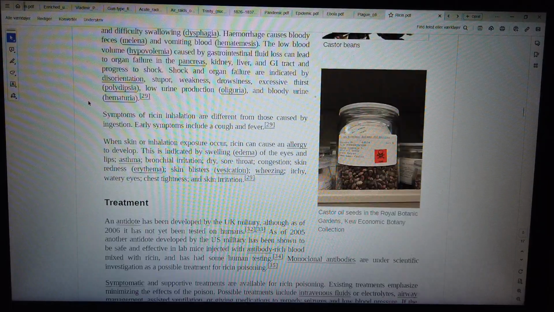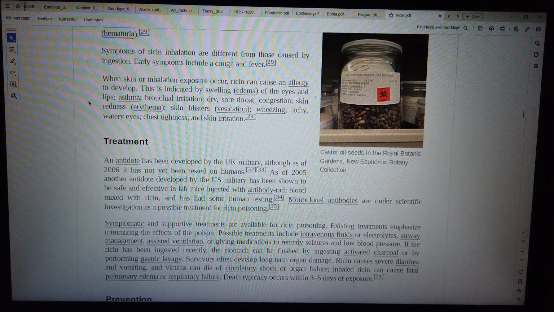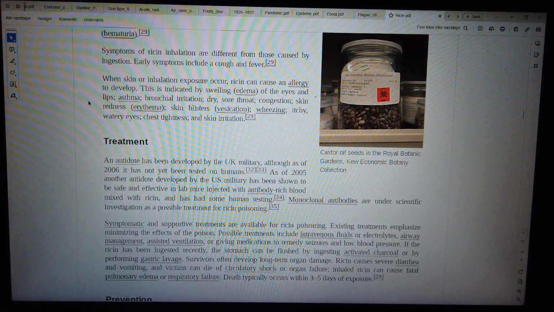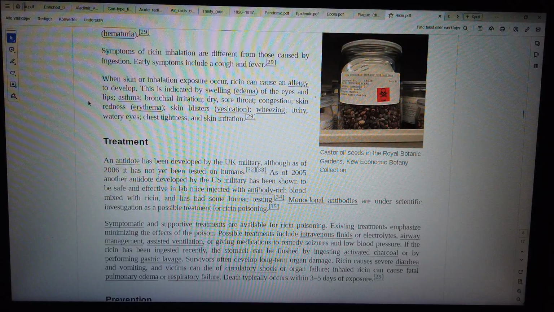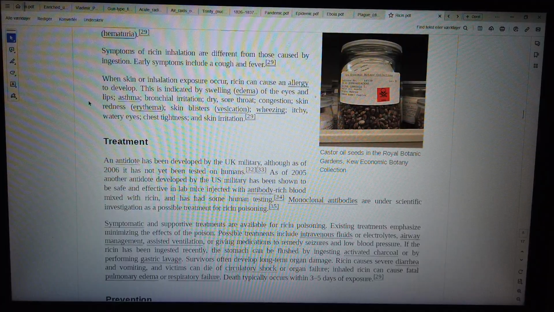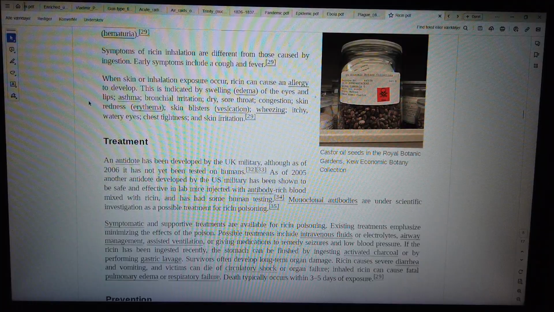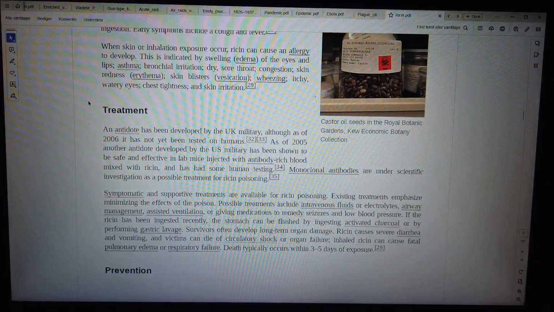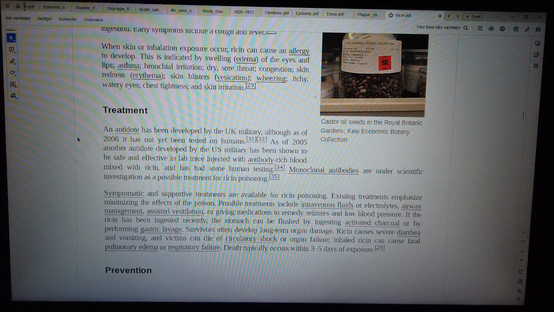Early symptoms include a cough and fever. When skin or inhalation exposure occurs, ricin can cause an allergy to develop. This is indicated by swelling, edema, of the eyes and lips, asthma, bronchial irritation, dry, sore throat, congestion, skin redness, erythema, skin blisters, desiccation, wheezing, itchy watery eyes, chest tightness, and skin irritation.